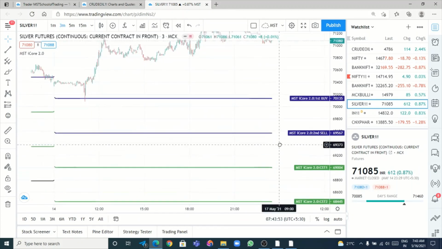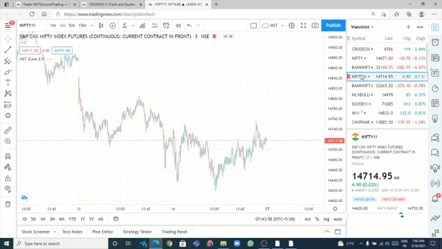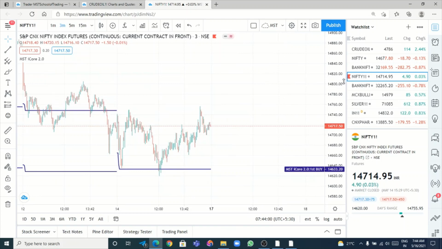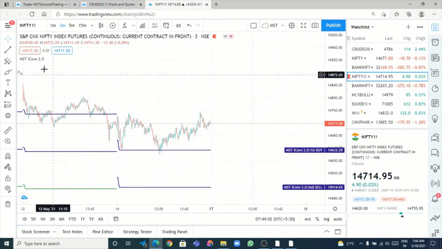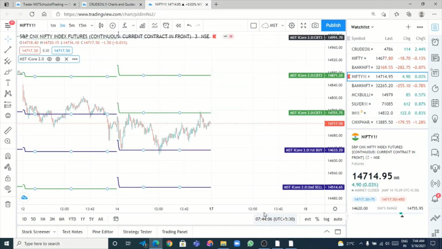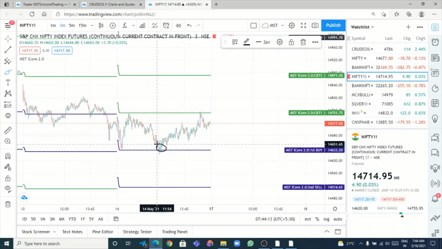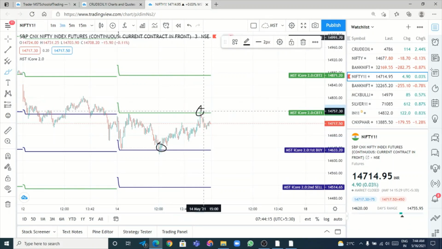Okay, this is our procedure. Same thing you can follow in everything, whatever the market is. See in the Nifty, first buy activated. Now we have to enable the first buy targets. See, exactly our targets achieved. Exactly, perfect. Exactly the buy entry and exactly the target.